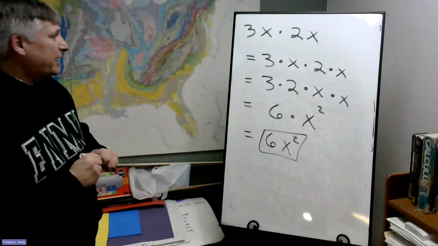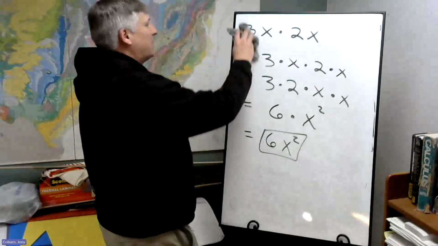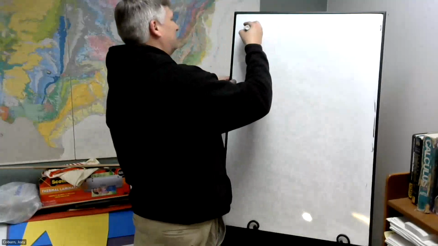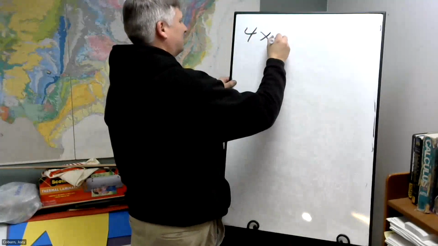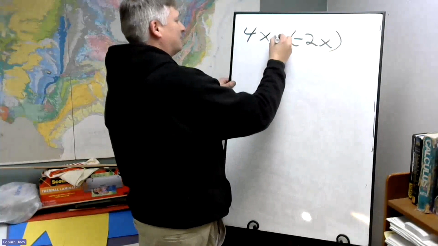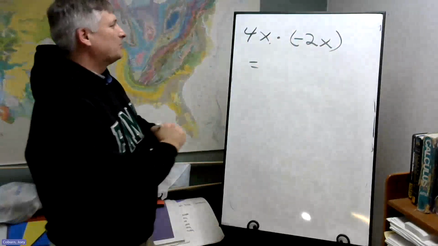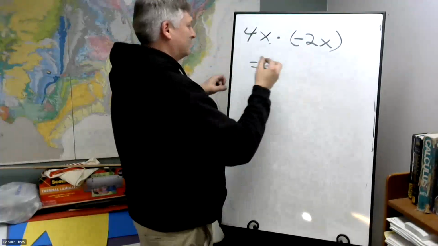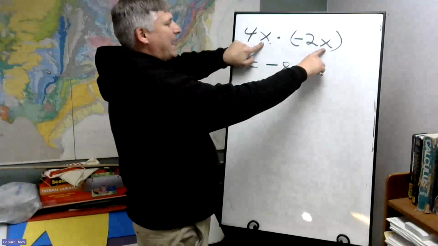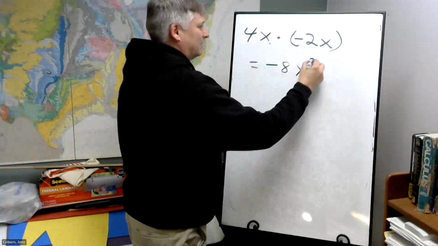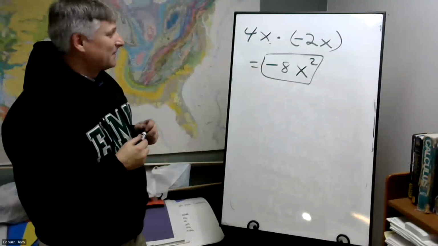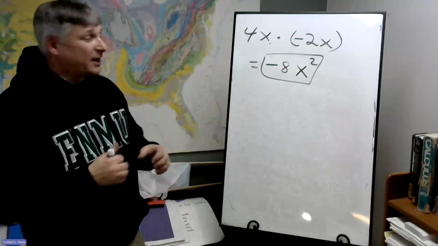And if you want to just take a shortcut, we could just do the following. I'll use the dot. We multiply our numbers together. 4 times -2 is -8. Multiply our x's together with x squared, and we've got it. That works just as well, sort of a shortcut.